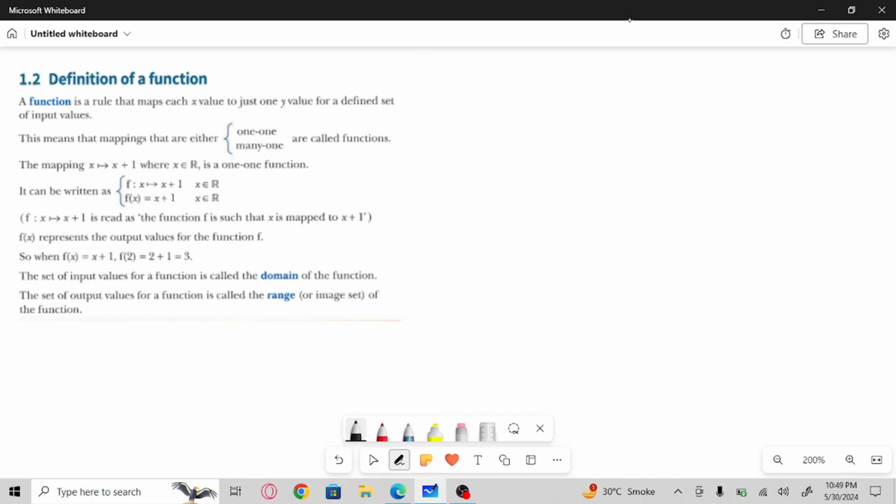So the main objective of this specific lecture is to solve exercise 1.2, which revolves around what functions are. Okay, so what are functions?